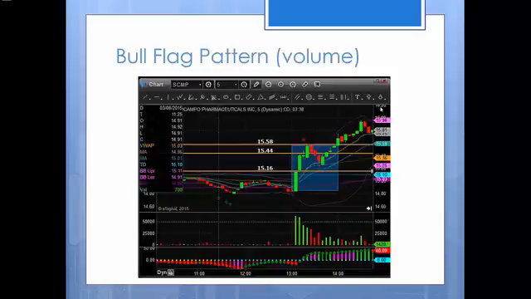Okay, this is another bull flag here. You can see we've got the quick move up, the little bit of a pullback, and then buying the first candle to make a new high and riding this from $15.44 up towards $16.